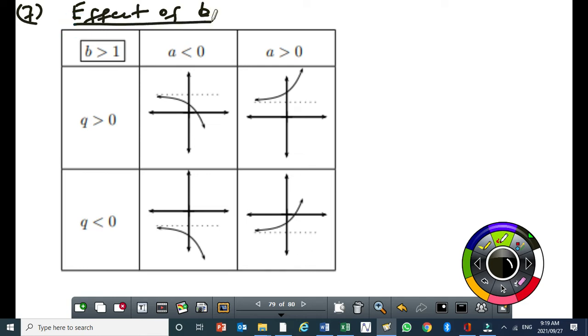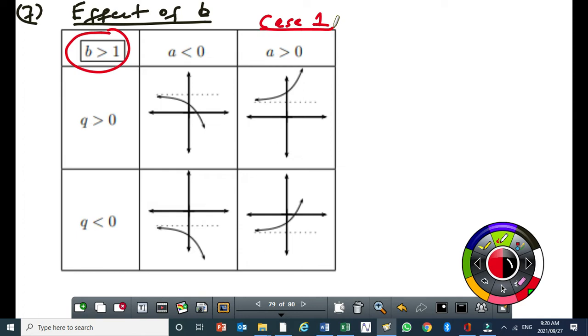Now, B has got two cases. The first case is when B is greater than 1. So this will be case 1. Now, when B is positive, because B can never be 0, otherwise, if B is 0, then the exponential function doesn't exist. So if B is positive, we have got two possibilities for A, two for Q.